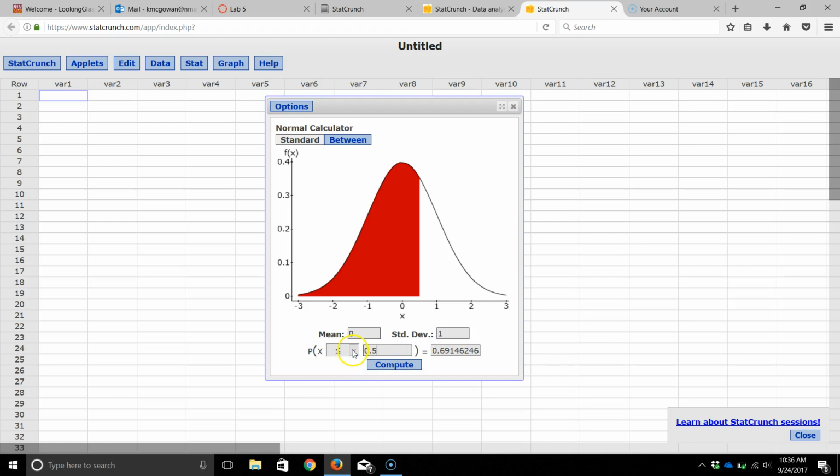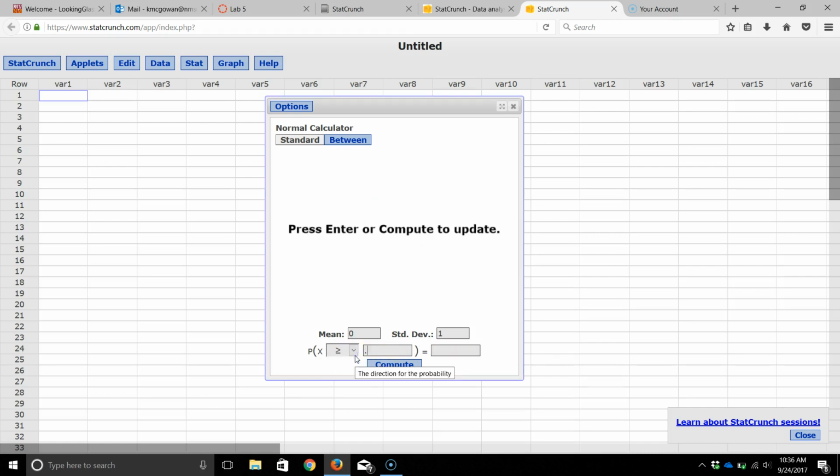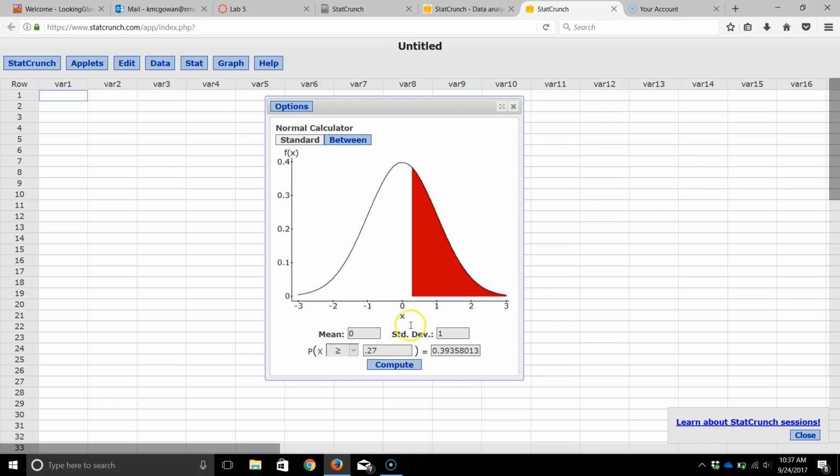So I notice that the area under the curve to the left of the boundary 0.5 is 0.69 approximately. Next, let's compute the area to the right of the boundary value 0.27. And I get an area of 0.39 approximately to the right of the specified boundary value.